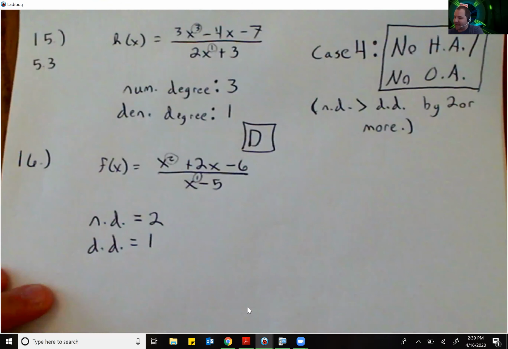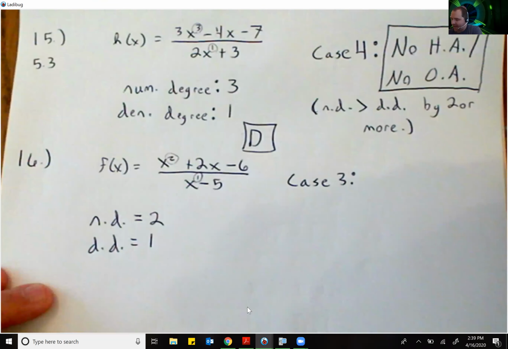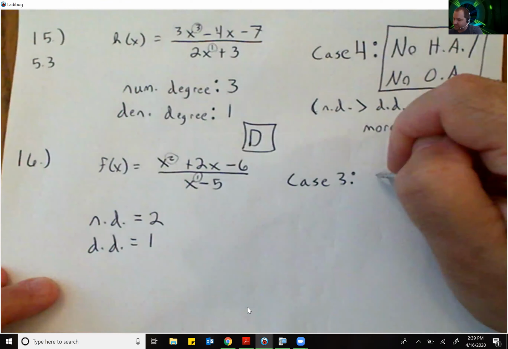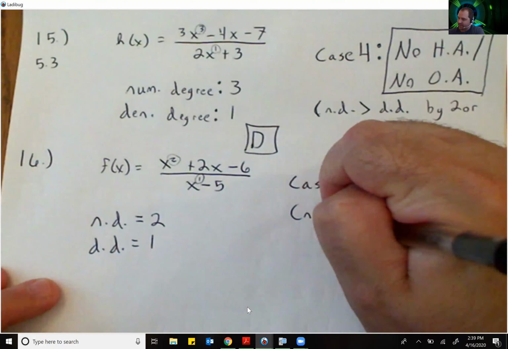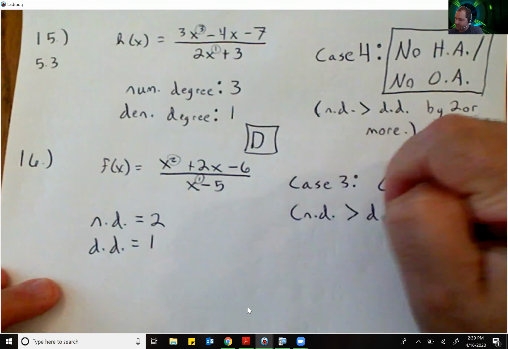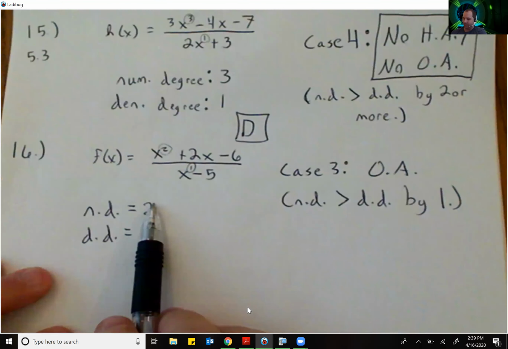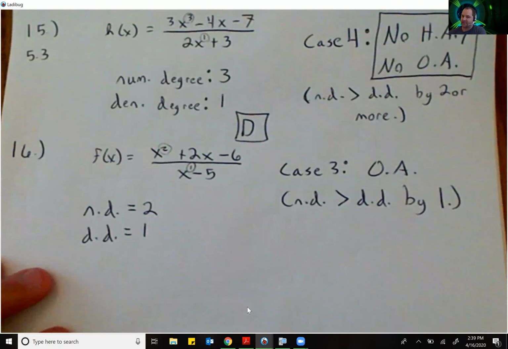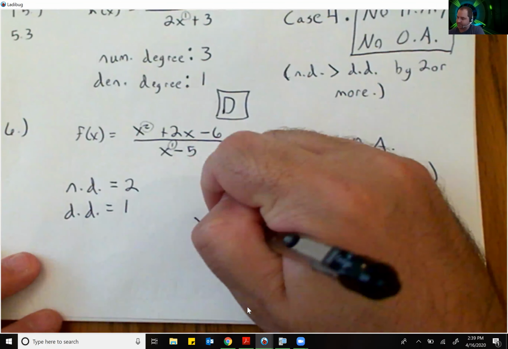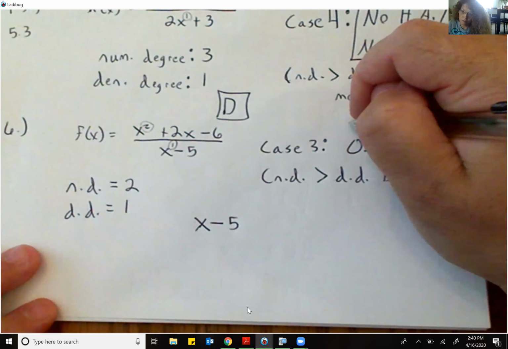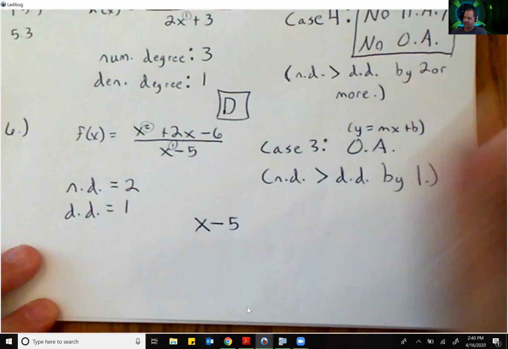So this is case 3, which means we do have an oblique asymptote. Because in case 3, the numerator degree is bigger than the denominator degree by 1. 2 is bigger than 1 by 1. In order to deal with this, you're going to do long division to find the answer. And this answer should look like a linear equation, y equals mx plus b.